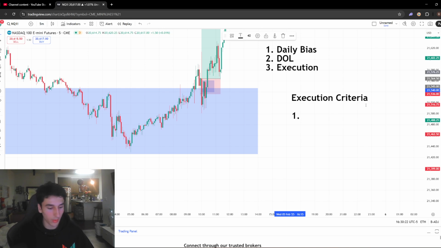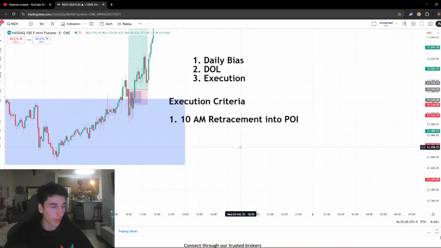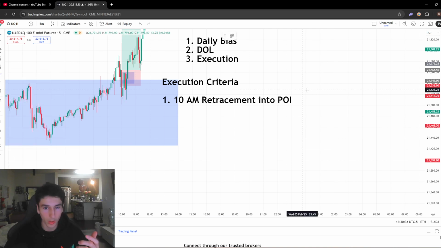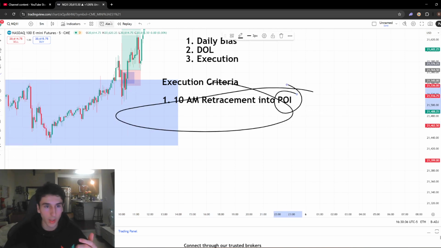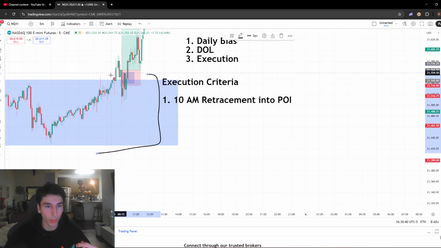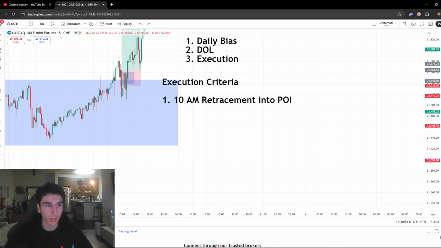First thing we want to see is a 10 a.m. retracement into our point of interest. So in this case, the point of interest is what? Obviously, it's the fair value gap. So our point of interest is going to be this fair value gap right here. And then we want right at 10 a.m. opens right here, right? So we want us to pull back into it before going off. And that's exactly what we get in this example, okay?